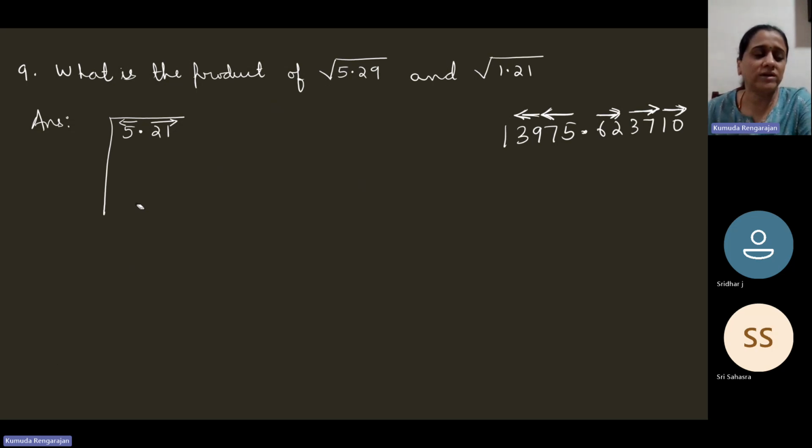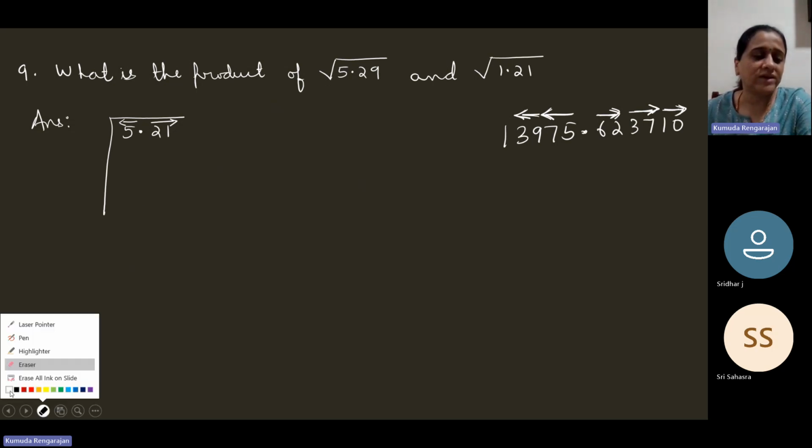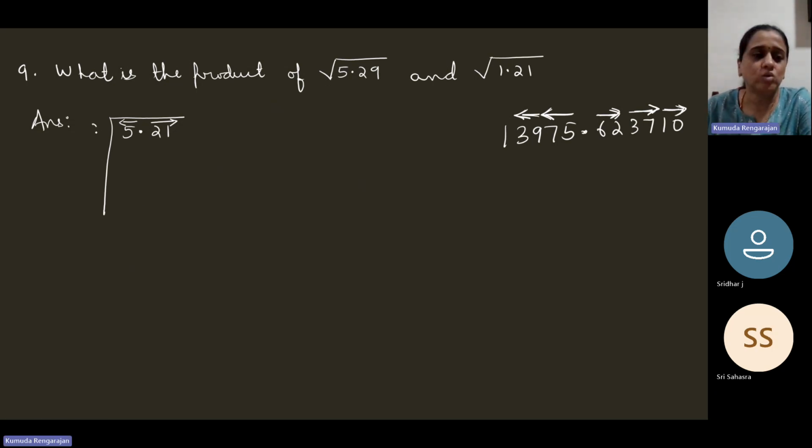So here 2 1 makes a pair and 5 stands alone. 2 2s are 4. 1 is a remainder. Now 2 1 comes down, but that's after the decimal point. So place the decimal point, bring 2 1 down. Double the quotient. 2 into 2, 4. Now whatever you add here, you must add the same thing here.